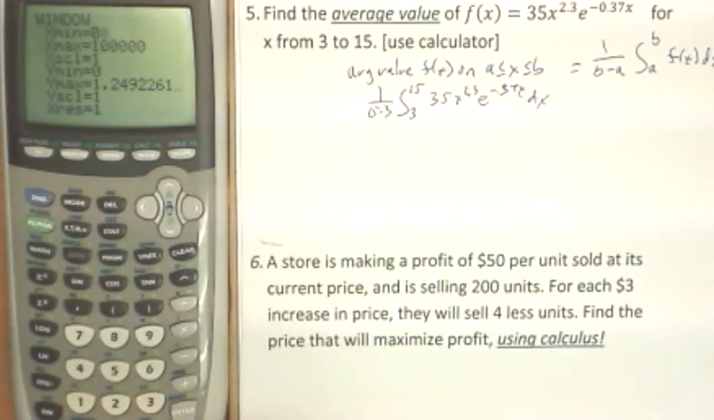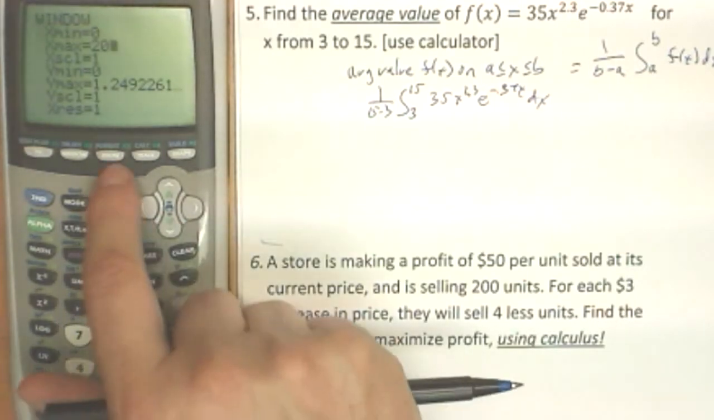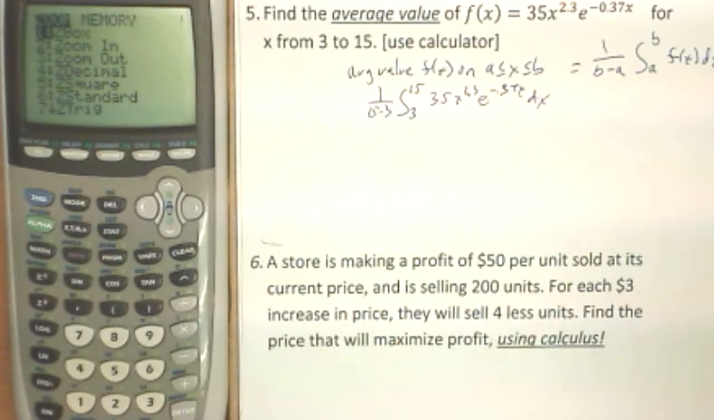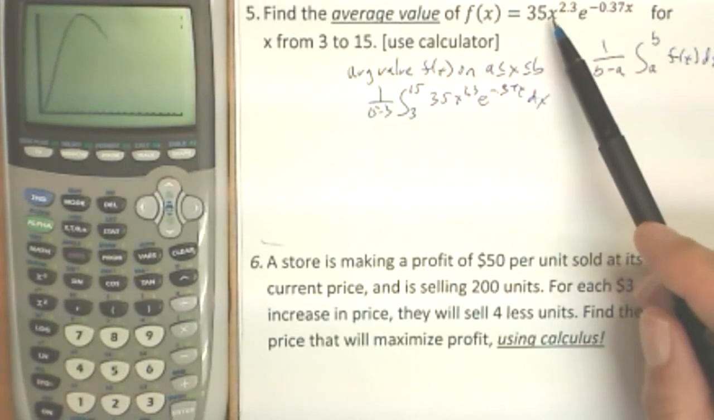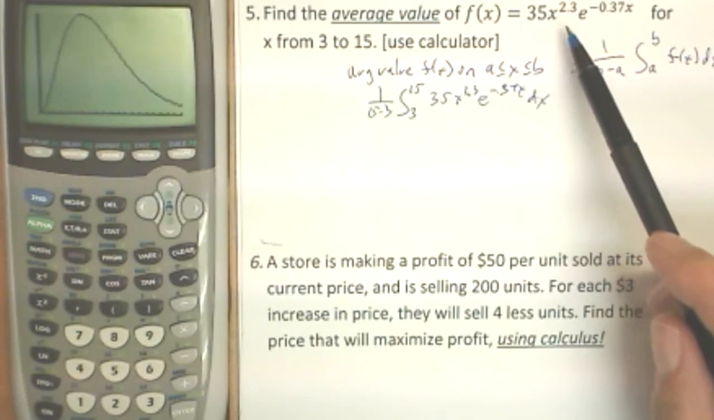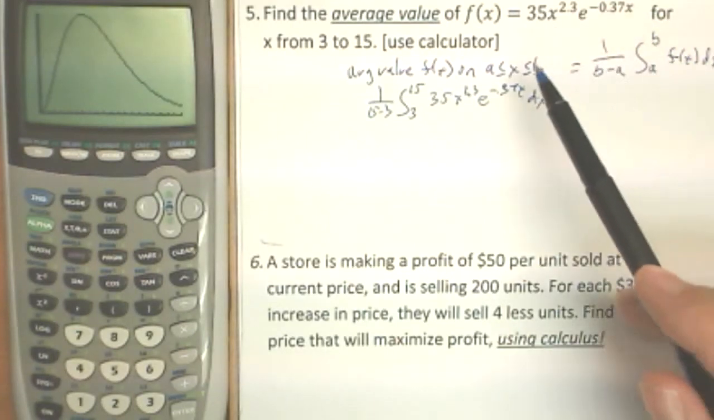I'm going to pick a window from 0 to, well, 15 makes sense, I guess. Maybe we'll go 20 and look a little further. I'm going to do zoom 0 and let the calculator figure out the y dimensions. We'll get a graph of what we're looking at. That's something that goes up for a while, and then it comes back down. And we're asked to find the average value from 3 to 15.